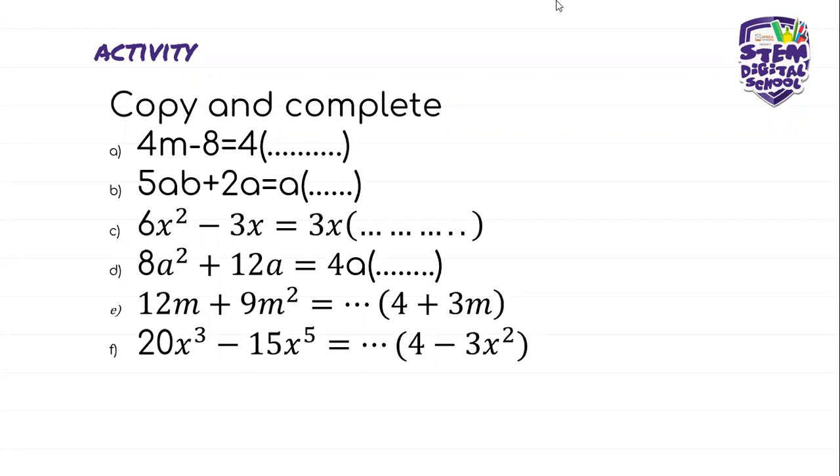Right, and then 6x squared minus 3x. That is another one, which is equal to 3x. So what you need to do here is just to transpose the 3x from the right-hand side to the left-hand side. And then thereafter, you can solve it yourself.